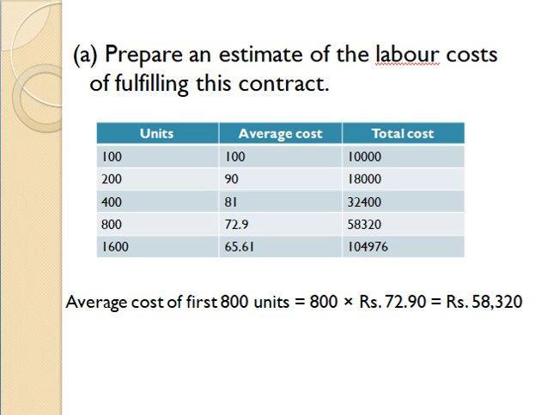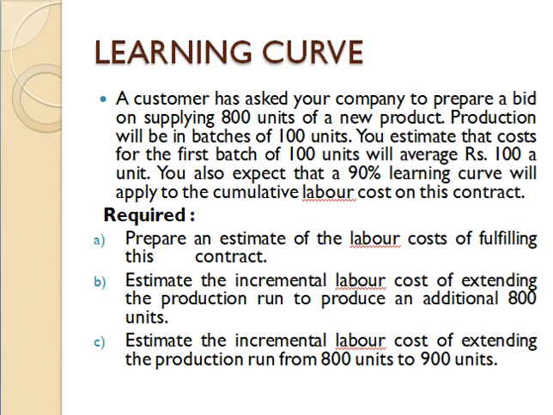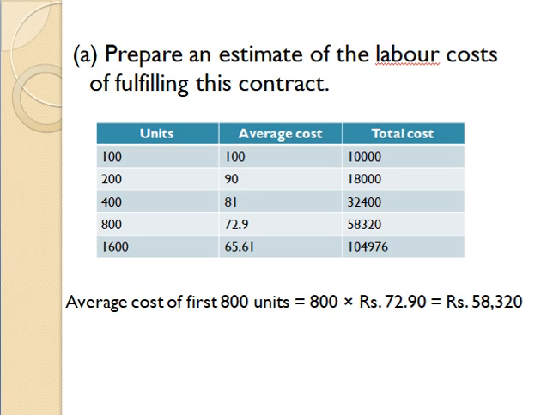So in this problem, you know, when the units are doubled and when the units are not doubled. In the given problem, 800 units of a new product are to be supplied, with production in batches of 100 units. You estimate the cost of the first batch of 100 units, the average cost is 100 rupees. So next, when the units double, in this case 200 units, 90%. Just check the table as per the problem.